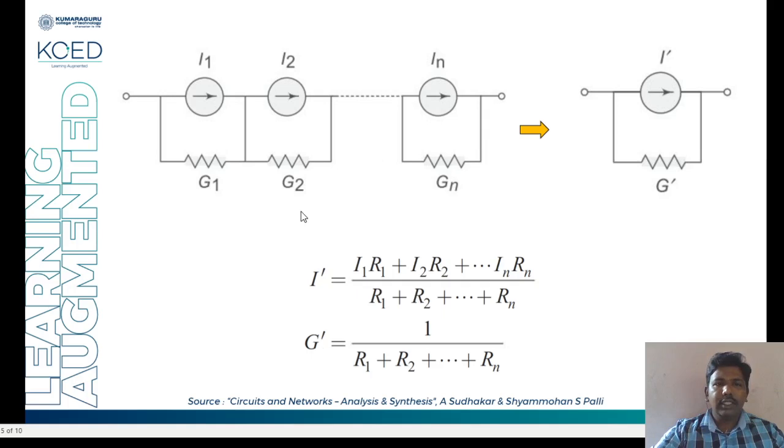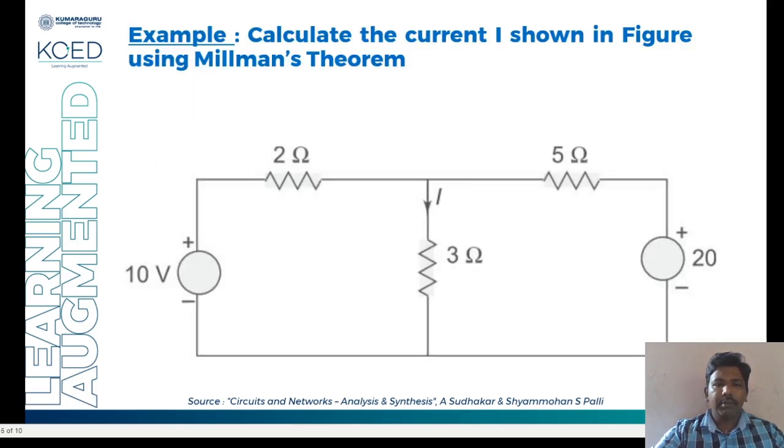We will understand this concept by taking one example. In this example, you are asked to calculate the current I using Millman's theorem. The current I is marked in the middle branch, that is 3 ohms, so you have to find the current flowing through 3 ohms. If it were not specified as Millman's theorem, you could directly use mesh analysis or nodal analysis or any method that suits you. But here we want to apply Millman's theorem, so we are going to learn how to apply it.